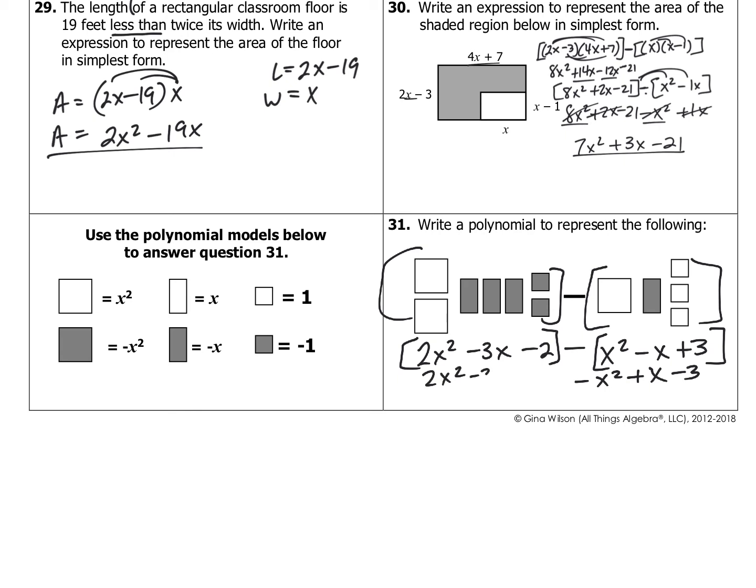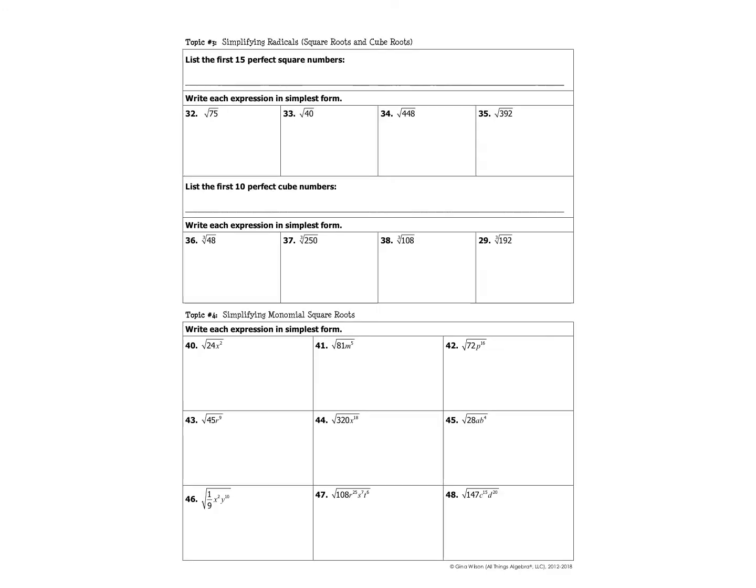And then I'm just going to drop the parentheses and start to combine like terms. 2x squared minus x squared is going to be x squared. Negative 3x plus x is negative 2x. And negative 2 minus 3 is negative 5. Okay. All right, moving on.